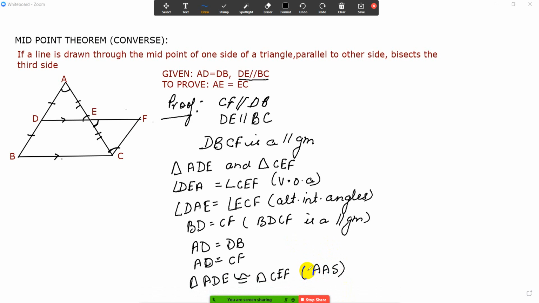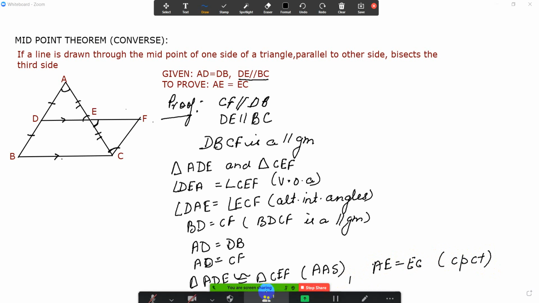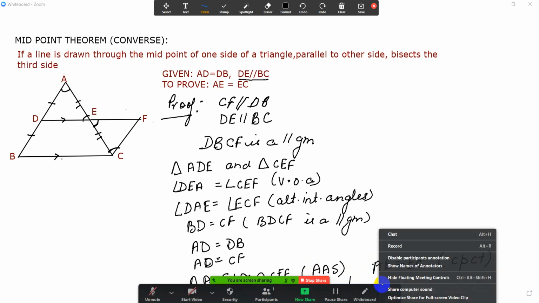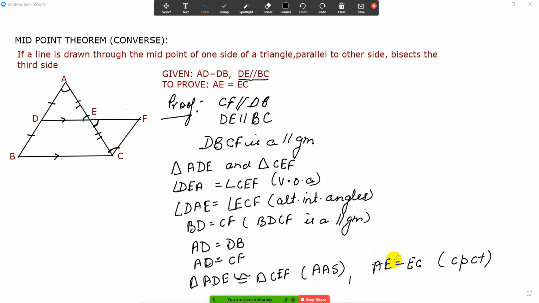Now we all know when we talk about congruency, it means that all these 6 elements of the triangle are equal. By getting these 3 elements equal, we can say that the triangles are congruent. It means the other 3 elements are also equal. So by the CPCT rule, we can also say that AE is equal to EC. Why? Because these are the corresponding parts of congruent triangles. So that means we have come to the end of the theorem, which we have proved as AE equals to EC. That means E is the midpoint of AC. So this is your theorem.